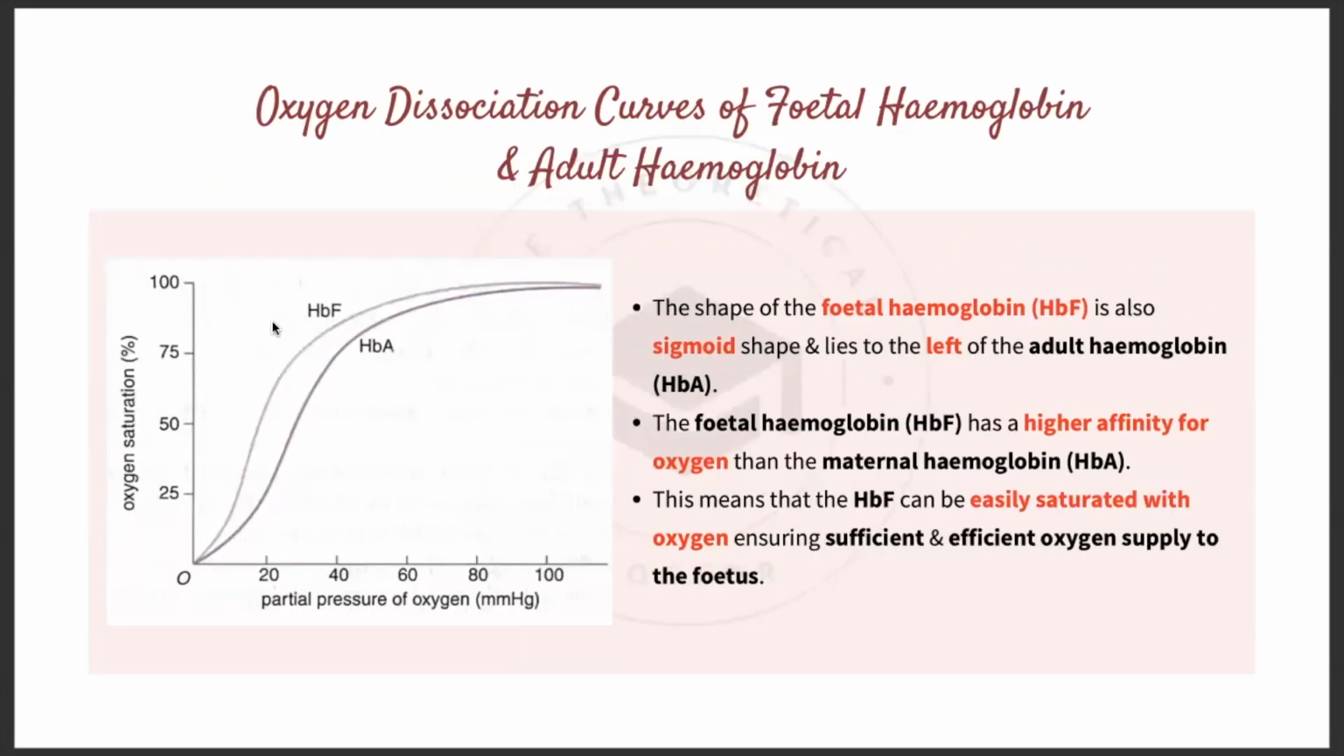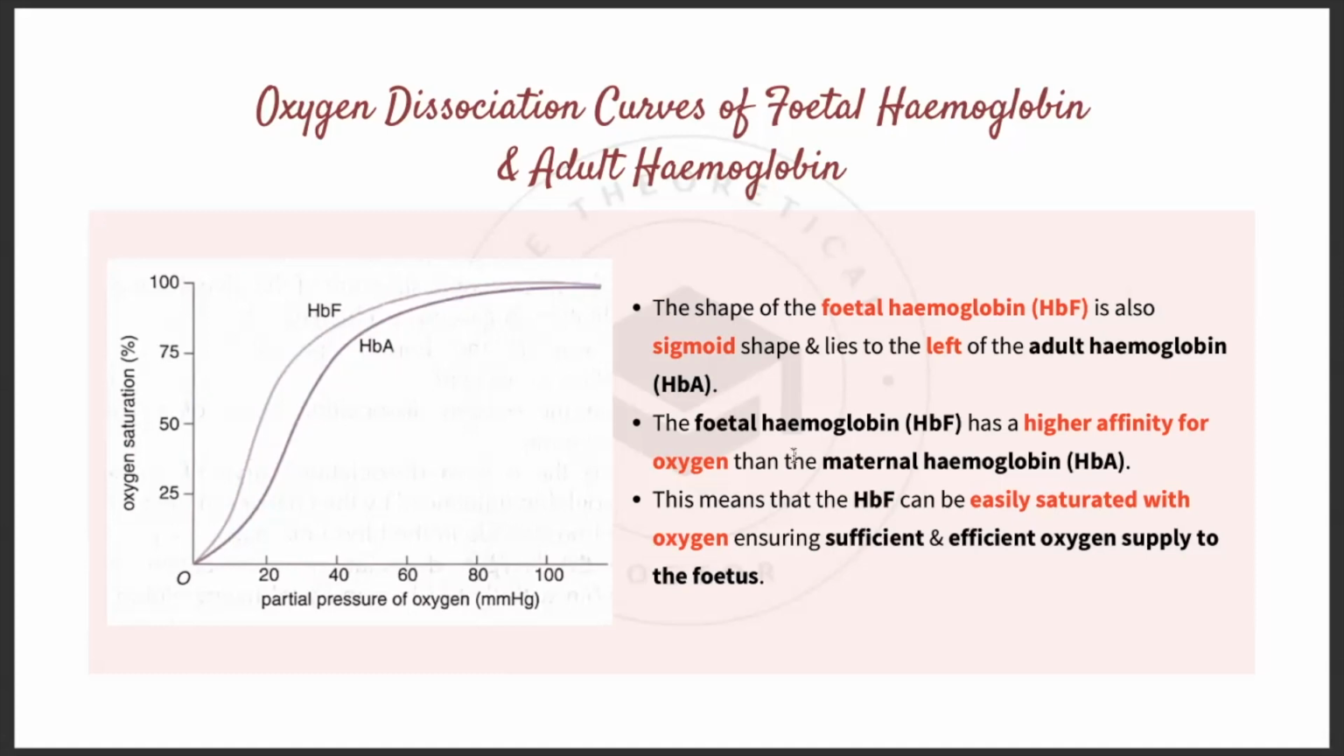Moving on are the oxygen dissociation curves of fetal hemoglobin and adult hemoglobin. The shape of the fetal hemoglobin curve is also sigmoid. It's the same as adult hemoglobin, but it lies to the left of the adult hemoglobin. So why is it a bit different though? They're both hemoglobin. They're both human also. But why is it different? This is due to the structure.